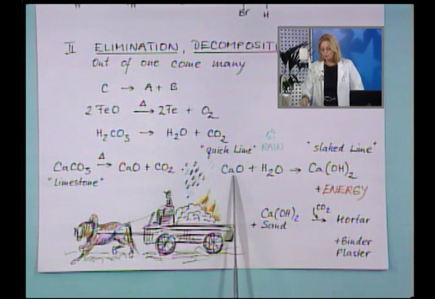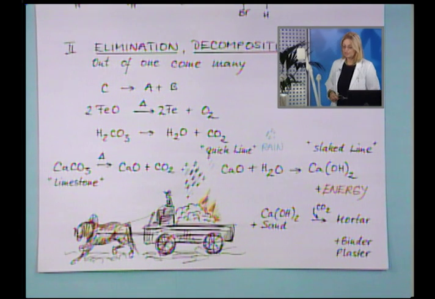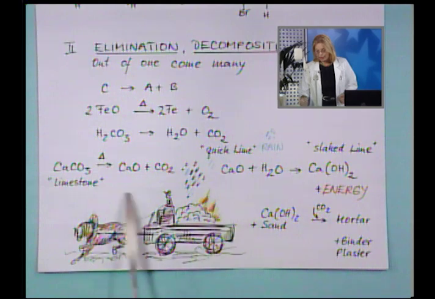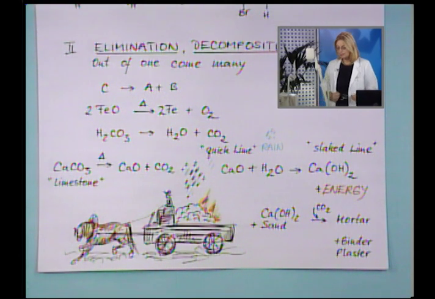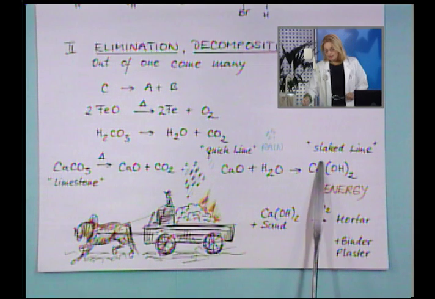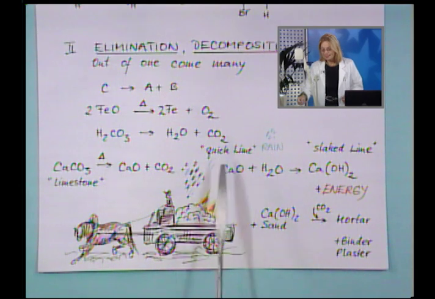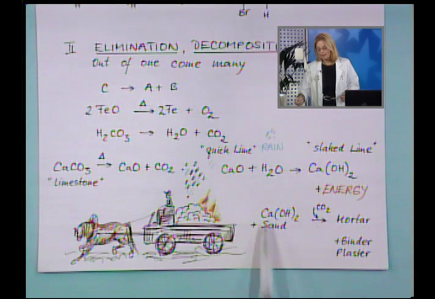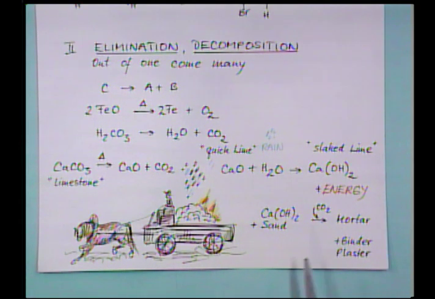So here it would be a combination reaction, but in reverse we would call that a decomposition reaction. This quicklime is formed out of limestone under heat, which also produces carbon dioxide. Slaked lime is the wet quicklime, so to speak, and that is a very important chemical for making mortar and binder and plasters.